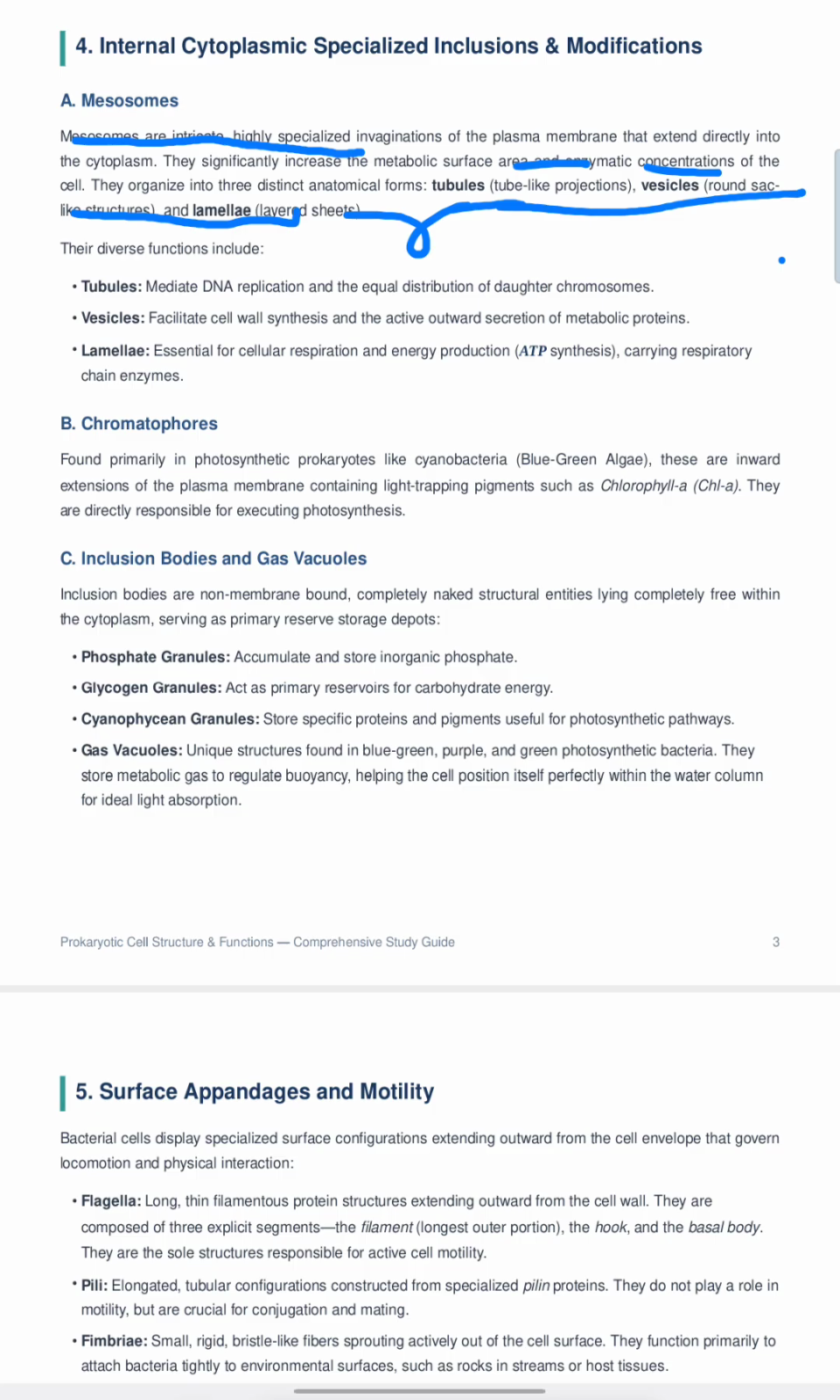Their diverse functions include: tubules mediate DNA replication and equal distribution of the daughter chromosomes, helping in DNA replication. Vesicles facilitate cell wall synthesis and active protein secretion. Lamellae are essential for cellular respiration and energy production, and carry respiratory chain enzymes. Lamellae is also called membrane. Okay.